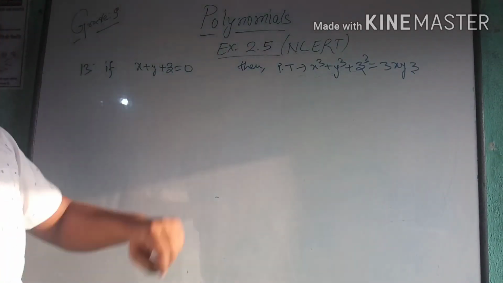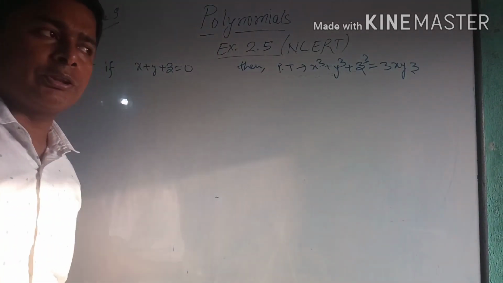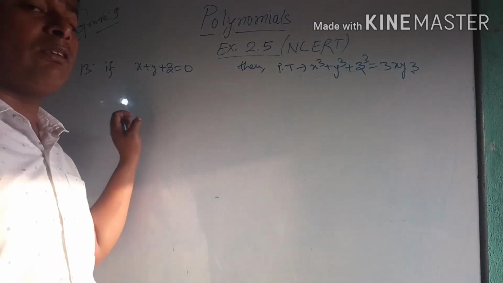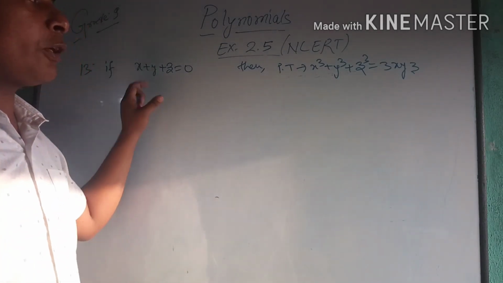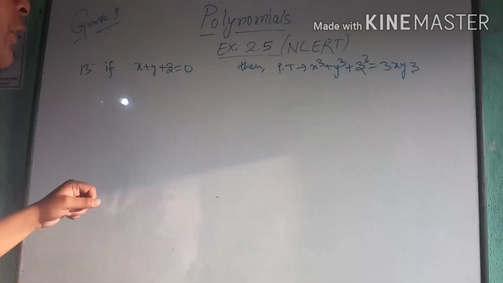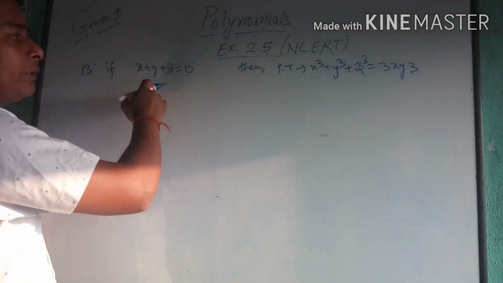If x plus y plus z is equal to 0, then prove that x cube plus y cube plus z cube is equal to 3xyz. And all these questions are very important from the examination point of view, especially the verification part. This can be done by two different methods.